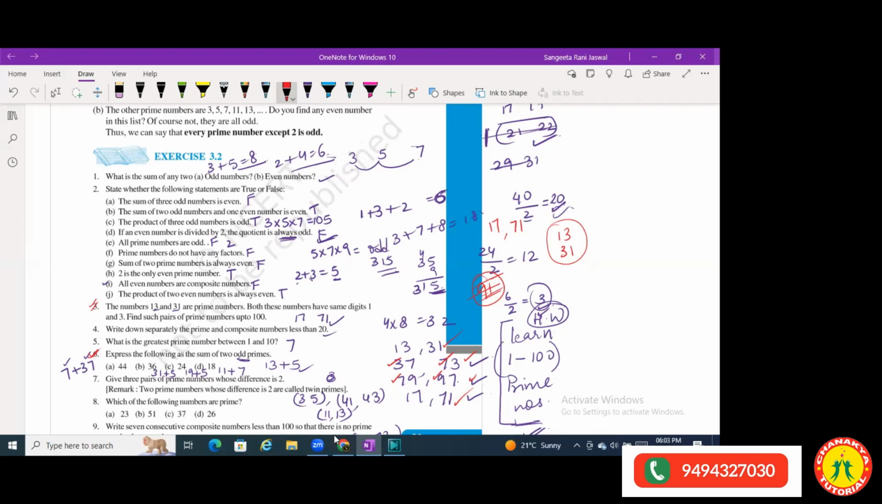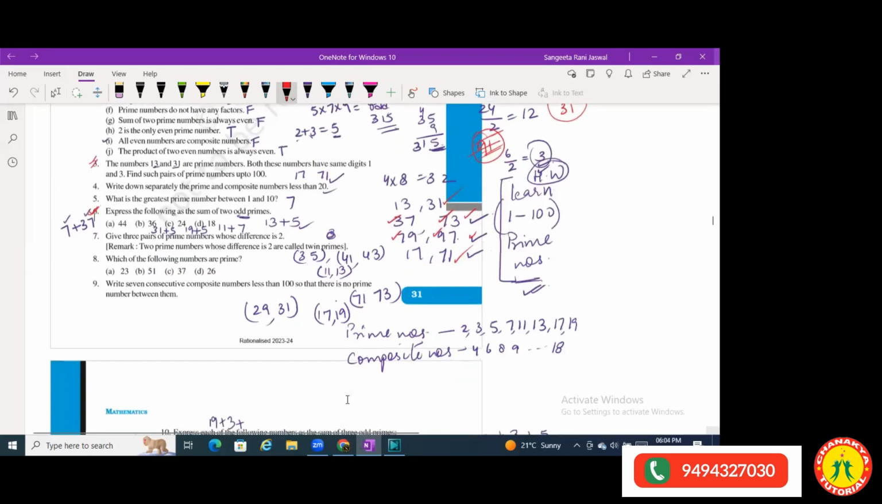Express the following as the sum of two odd primes. We have to express these numbers as the sum of two odd primes. Okay, two odd prime numbers. Although we have done this here and written it here, it's still a revision.